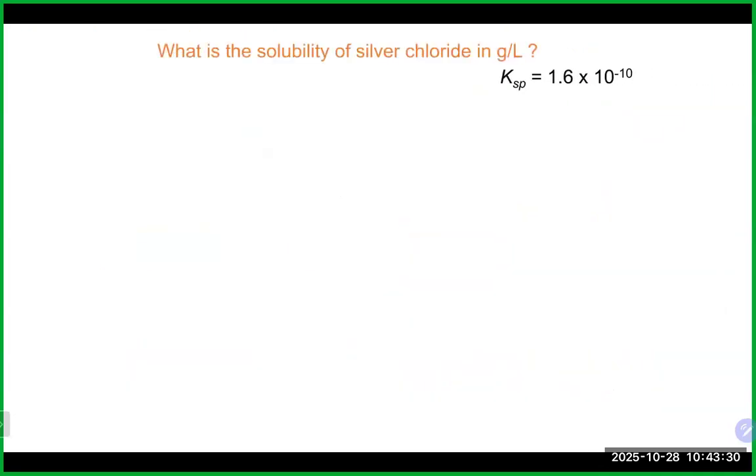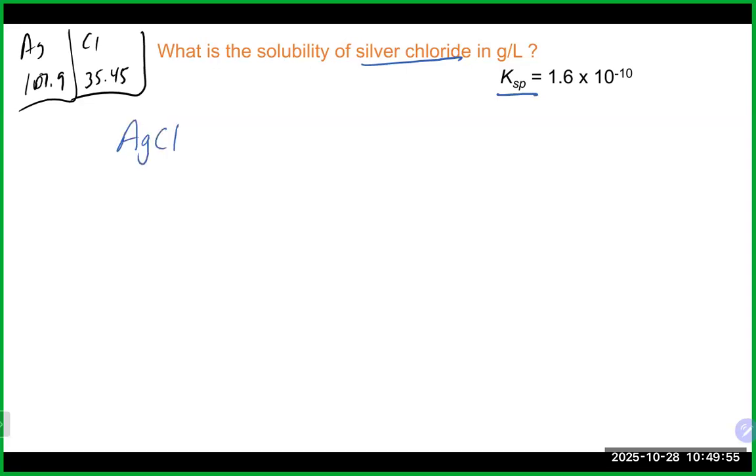What is the solubility in grams per liter of silver chloride, the KSP of silver chloride being 1.6 times 10 to the minus 10. Silver is 107.9 grams per mole, and chlorine, 35.45. Even if you didn't know your solubility rules, you should know silver chloride here would be a solid.